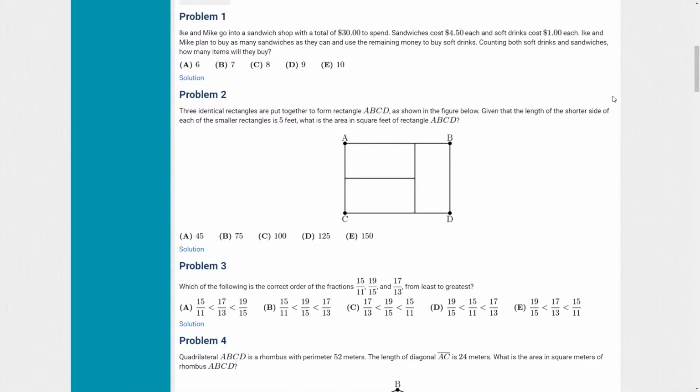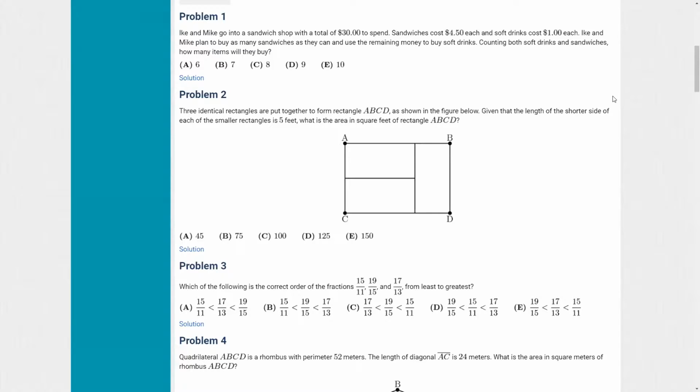Problem number 1 says, Ike and Mike go into a sandwich shop with a total of $30 to spend. Sandwiches cost $4.50 each and soft drinks cost $1 each. Ike and Mike plan to buy as many sandwiches as they can and use the remaining money to buy soft drinks. Counting both soft drinks and sandwiches, how many items will they buy?